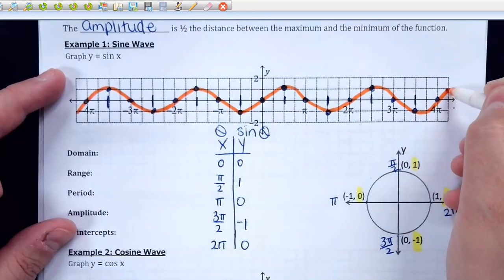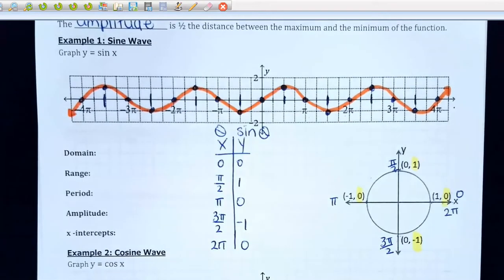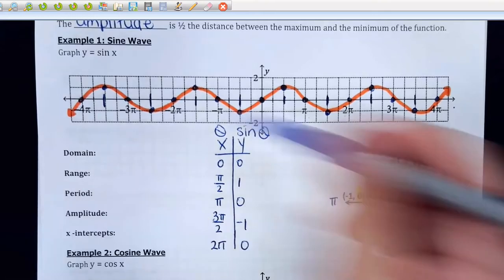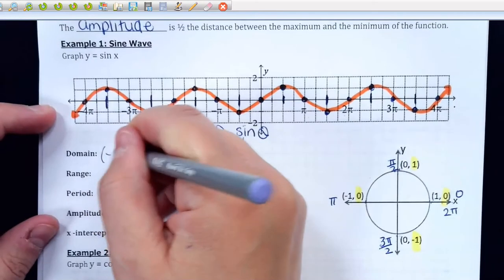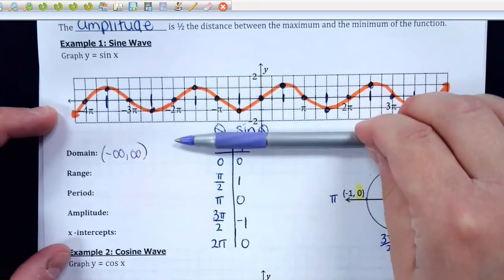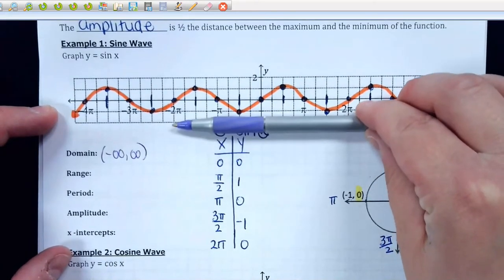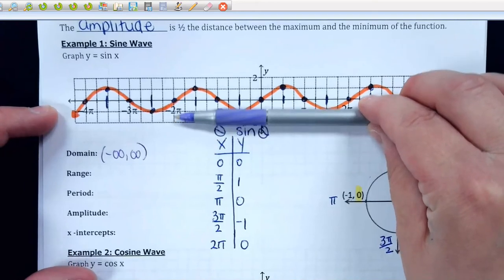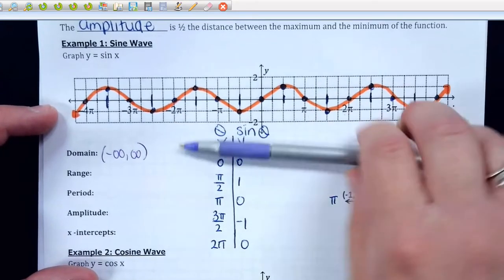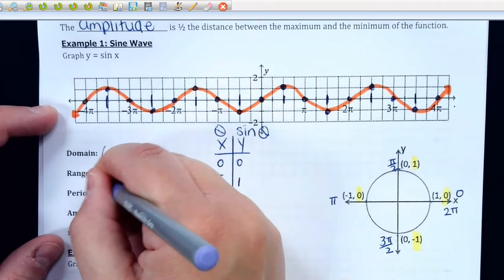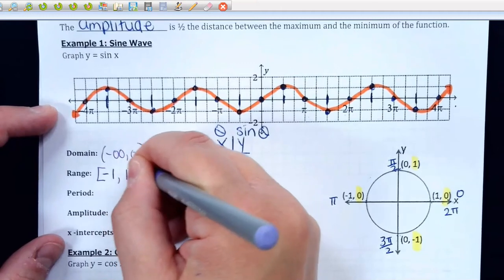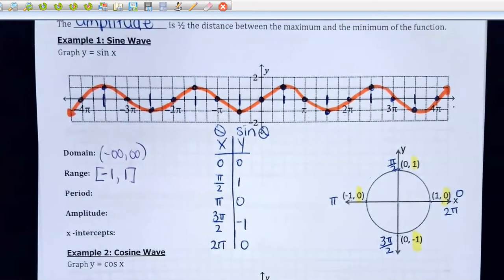Now, I'm going to put some arrows at the end because that would continue, and then just talk about some critical information here. So, domain, this goes left and right forever, so negative infinity to infinity. The range, the first value you would touch, and you would touch it in multiple locations, would be negative 1. The last value you would touch would be positive 1. There's nothing above that, nothing below that. And we do have actual coordinate points there, so I'm going to use a bracket. So the range just stays between negative 1 and 1.